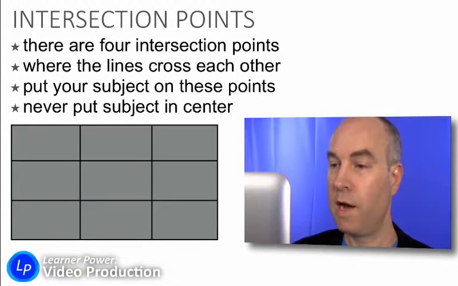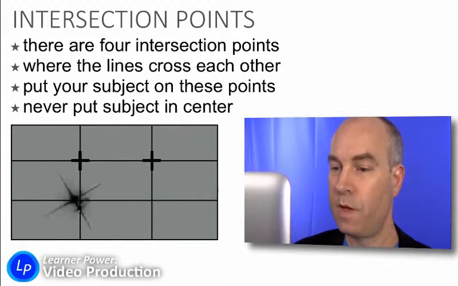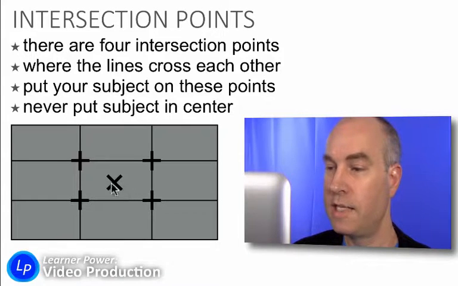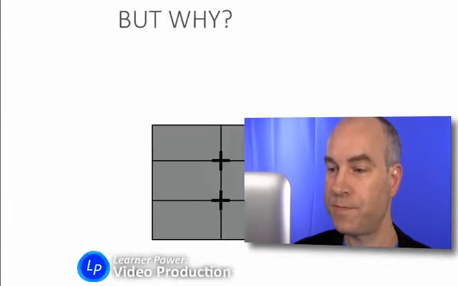So let's bring in that rule of thirds grid. There it is. And there's one of those intersecting points. There's the second one. There's the third. And there's the fourth. These are the 4 places to put your video subject. The subject goes on one of those 4 spots, and never in the center. Don't put your subject in that center and you will be golden.